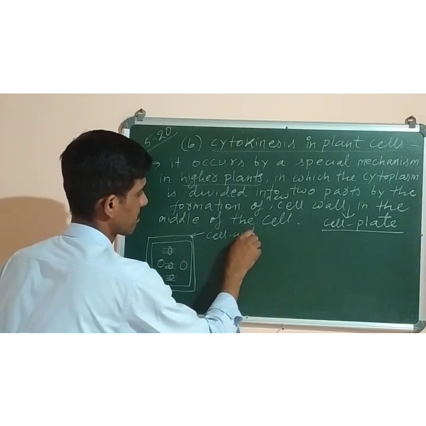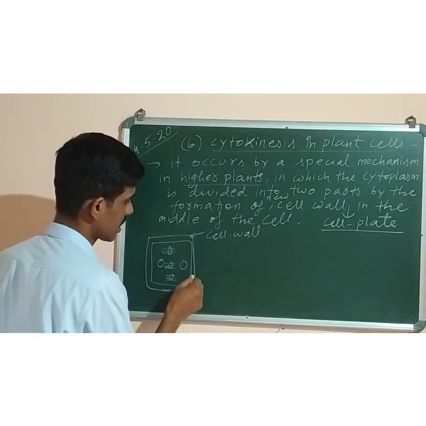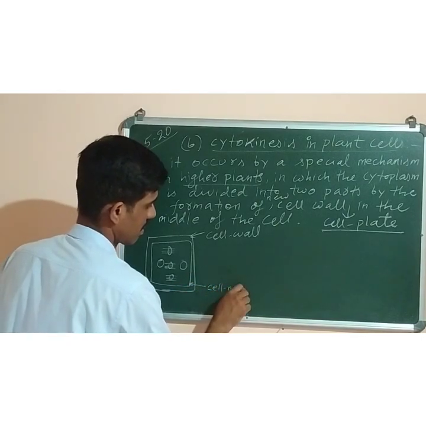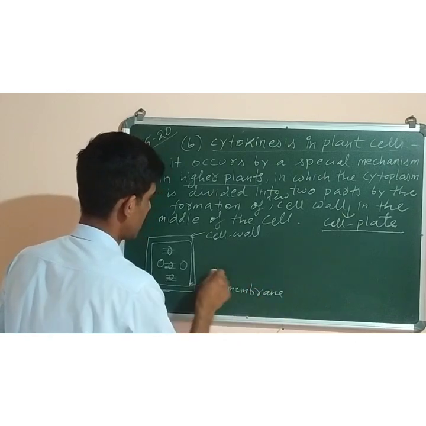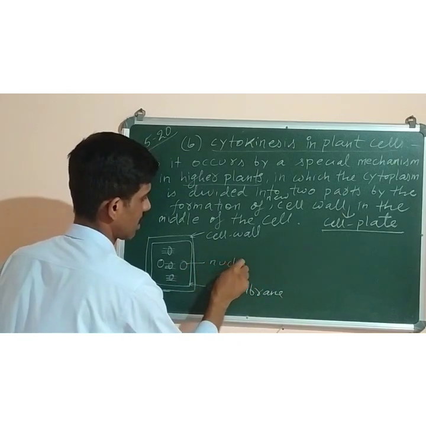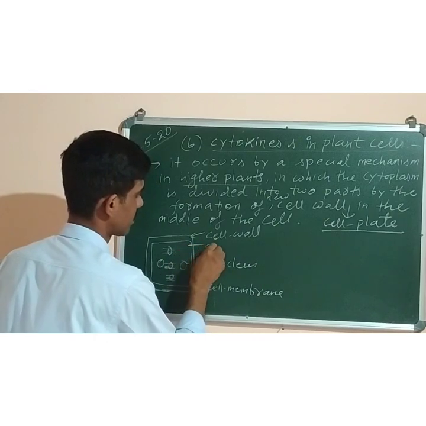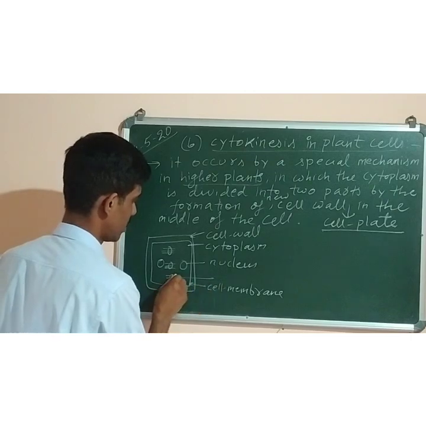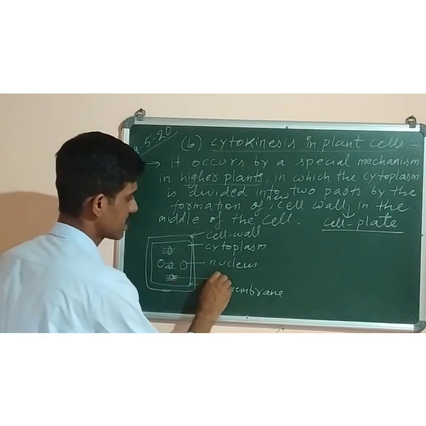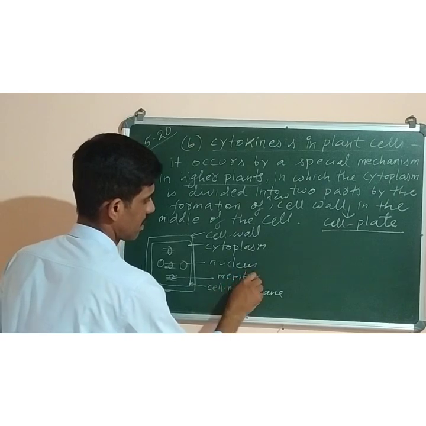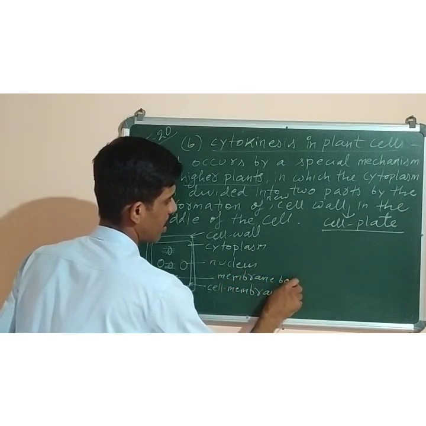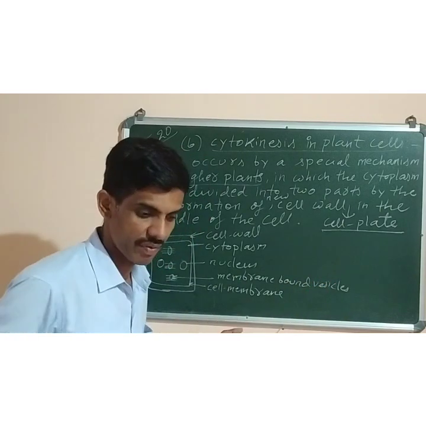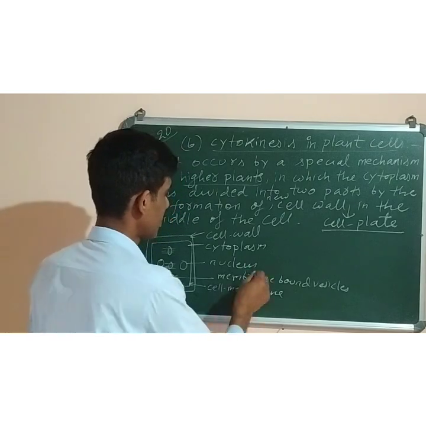Let's label it. This one is the cell membrane, of course, the second one. Cell membrane. This one is the nucleus. This one is the cytoplasm. And this one is known as membrane bound vesicles. Alright, membrane bound vesicles.